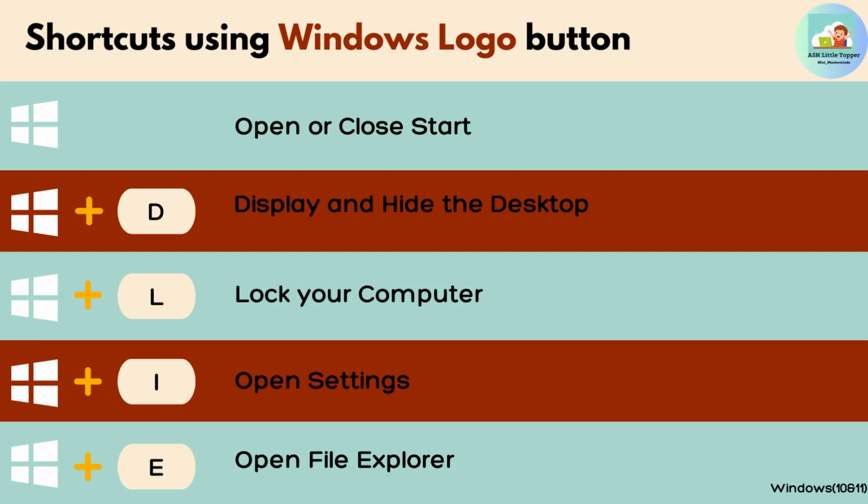Shortcuts using Windows logo button. Simply clicking on Windows logo button will open or close the start menu. Windows plus alphabet D displays the home screen and hides the desktop window. Windows plus alphabet L locks your computer. Windows plus alphabet I will open the settings menu. Windows plus alphabet E will open the file explorer.